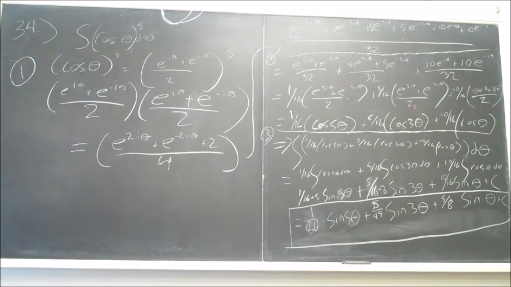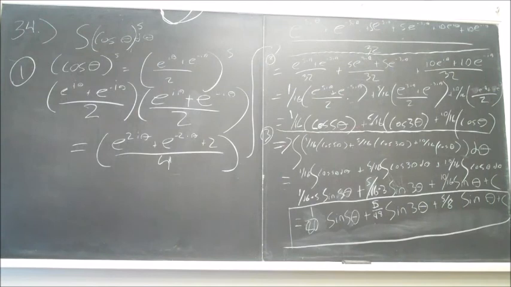And you're going to go ahead and substitute in. You'll get 1 over 16 times cosine 5 theta plus 5 over 16 cosine 3 theta plus 10 over 16 cosine theta. And now that you have this, you can go ahead and get your integral down here.